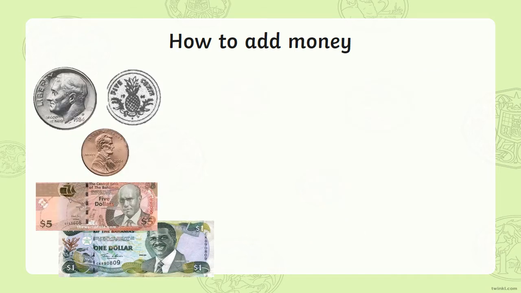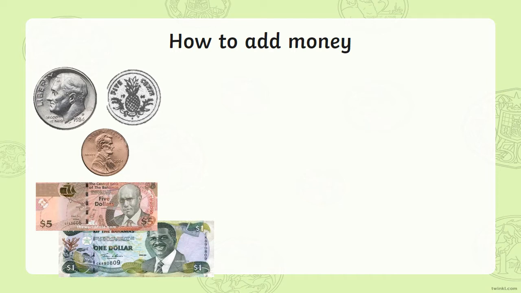Okay, in this slide we are going to add coins and dollar notes. Notice that we have a dime, which is 10 cents, a 5-cent piece, a Bahamian 5-cent piece, a US penny, which is 1 cent. We also have a Bahamian $5 note as well as the Bahamian $1 note.